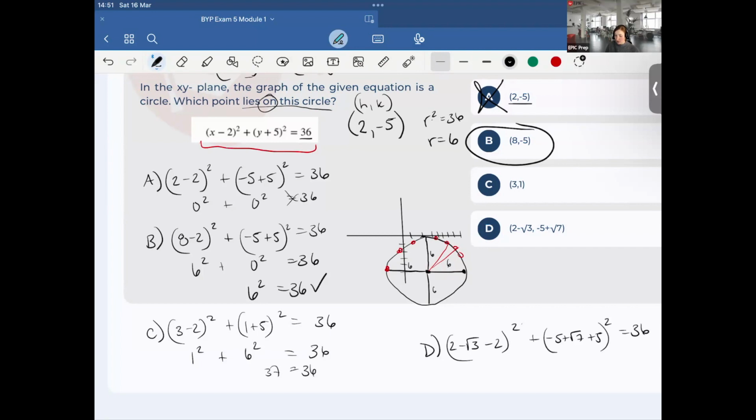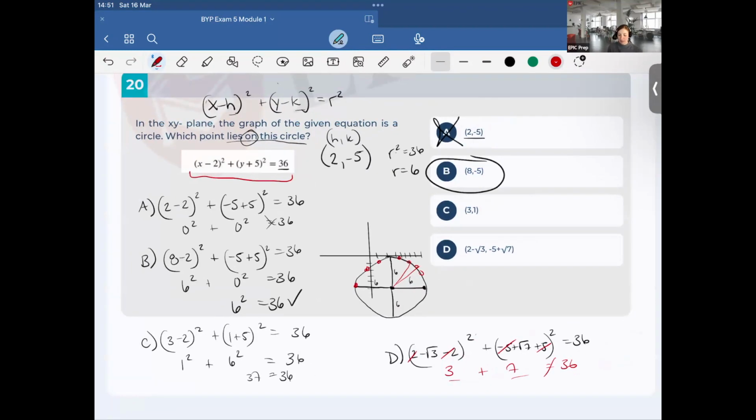Equal 36. No, I can see that these ones are going to cancel. This would become just 3, right? The root of 3. And then also the 5's cancel. This would just become 7. 3 plus 7 does not equal 36. And therefore, B is our answer.